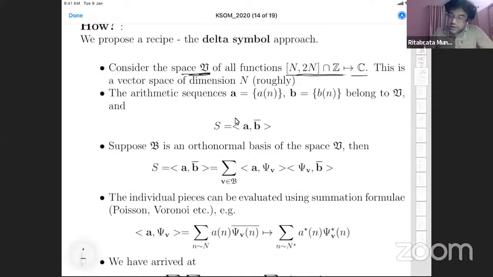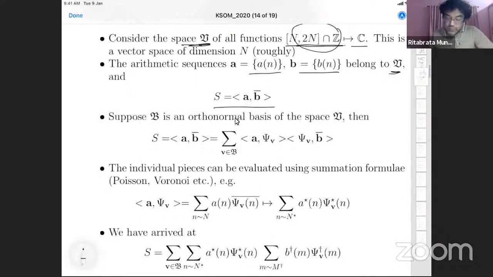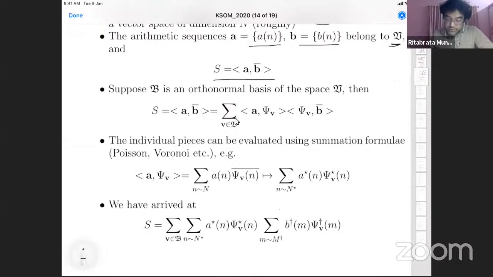Roughly, because there are n many points of summation here, n many points on the domain. If you take two arithmetic sequences supported between n and 2n, you can think of them as elements in the vector space V, and then the correlation is just the inner product of A and B bar. So we want to compute the inner product. We want to show that there is some sort of orthogonality there.